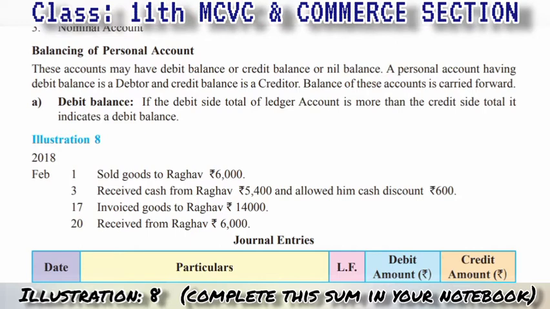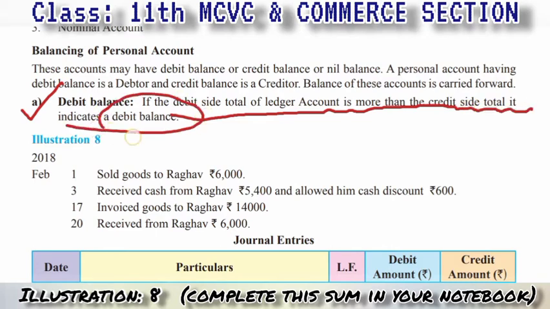A personal account having a debit balance is a debtor and a credit balance is called a creditor. So the balance of this account is carried forward. It goes ahead with the carry forward. So the debit balance, what do you mean by debit balance? If the debit balance total of the ledger account is more than the credit balance, it indicates what?